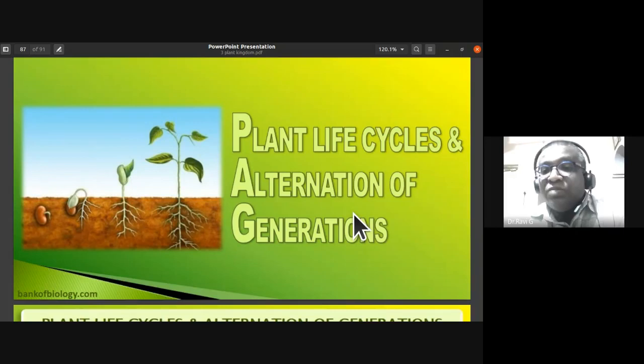Similarly, in case of gymnosperms, the gametophyte is found attached to the sporophyte. The sporophytic plant body is dominant. See, in pteridophytes, gymnosperms, and angiosperms, the sporophytic plant body is dominant. And the gametophyte in pteridophytes is independent. They are not dependent upon the sporophyte. That is one unique thing. Whereas the gametophytes are found on the sporophytes in case of gymnosperms and angiosperms.